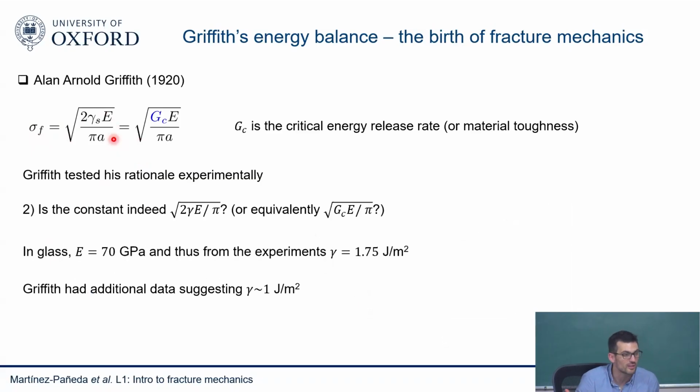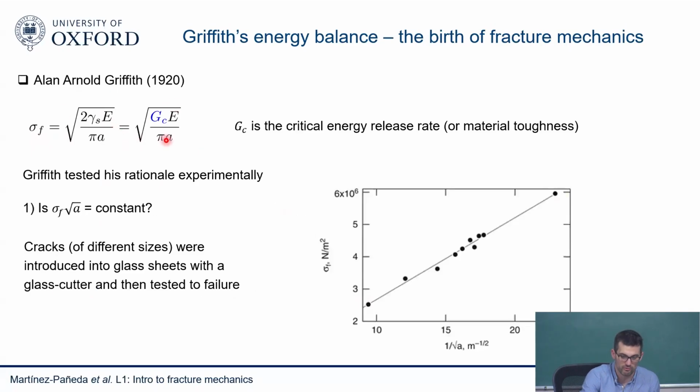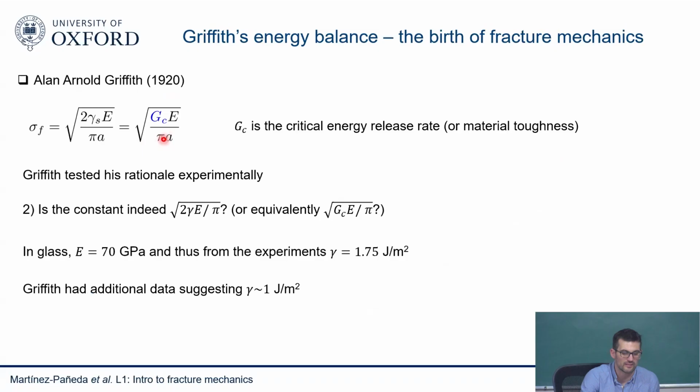Then he wondered whether this constant was equivalent to these quantities. From the data that he obtained from this experiment with glass sheets at different crack lengths, he was able to estimate what these constants would look like, except for the A. And then he realized everything here is known. We know Young's modulus, we know pi, so he could solve for this gamma. And this surface gamma he found to be 1.75 joules per square meter. And he had additional data suggesting that it was roughly on the order of 1 joule per square meter. So this was good news. It seemed that his theory proved to be sensible.